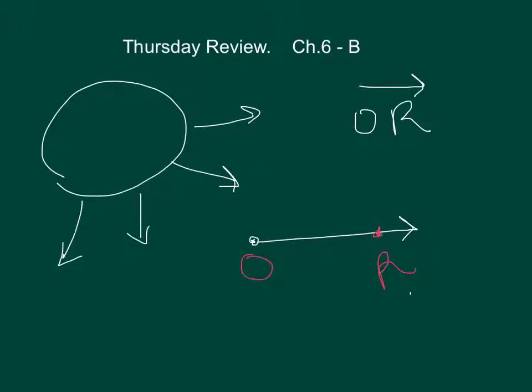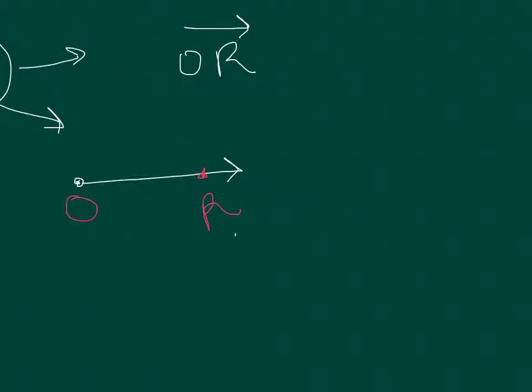Now, if your ray looked a little different, and let's say it was backwards, okay? And it's labeled PT. Now, in order to draw PT, you could draw the ray like this, or you could draw it like this. Either way is fine. However, you have to make sure the T lines up with this side and the P lines up with the point of the arrow.